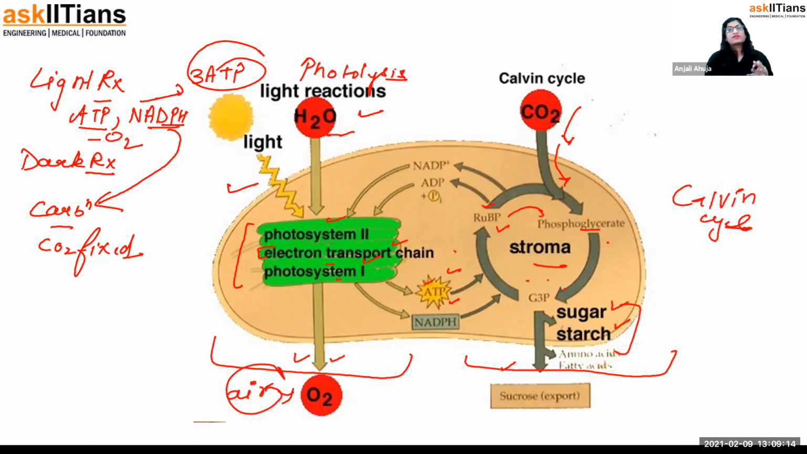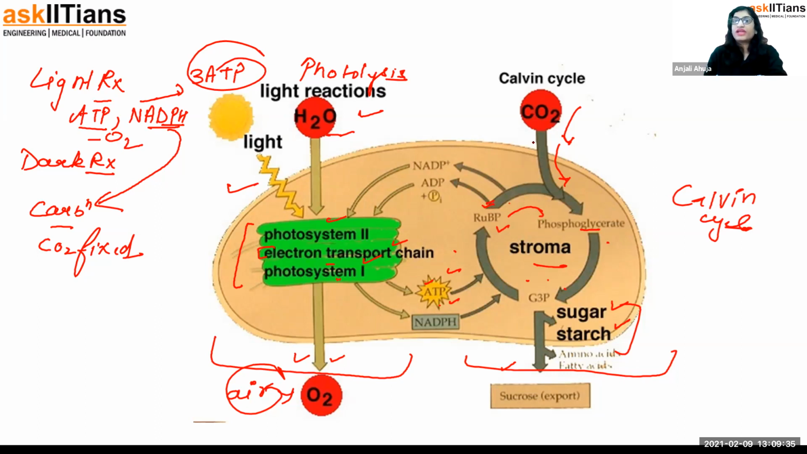RuBP, phosphoglycerate, and G3P, they all are chemicals. They have their name. In the cell, always a number of biomolecules will be there. So these are all biomolecules. So RuBP is ribulose bisphosphate. Ribulose bisphosphate, it's a chemical present in the cell.